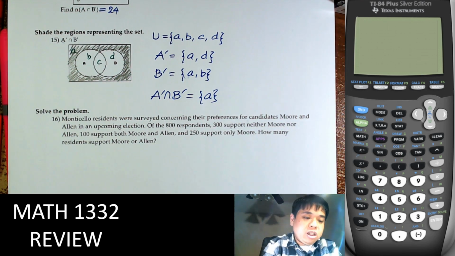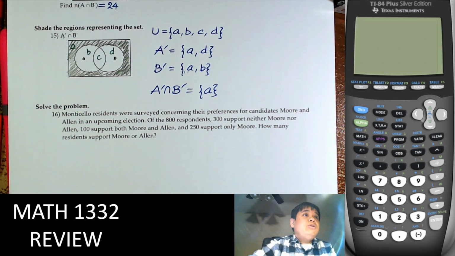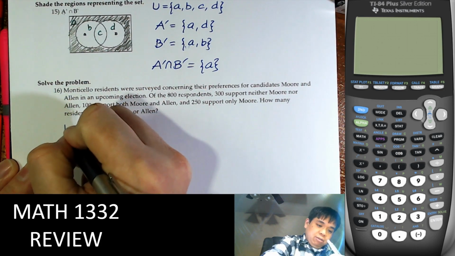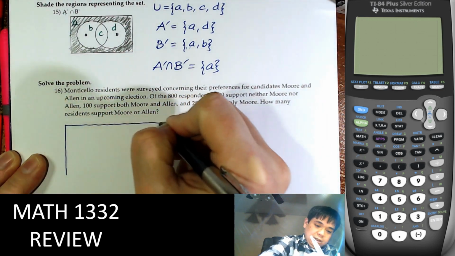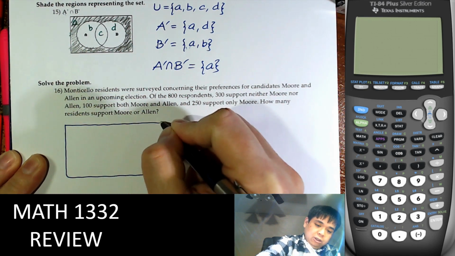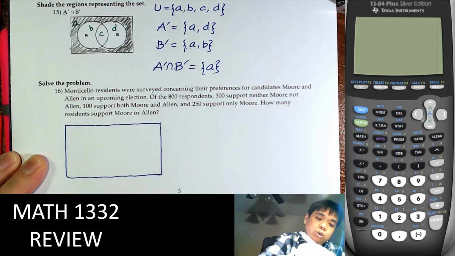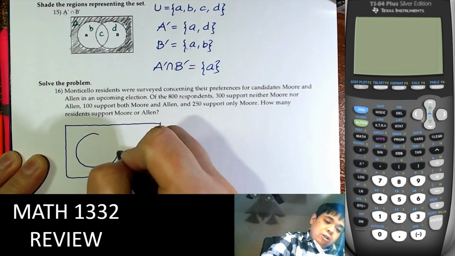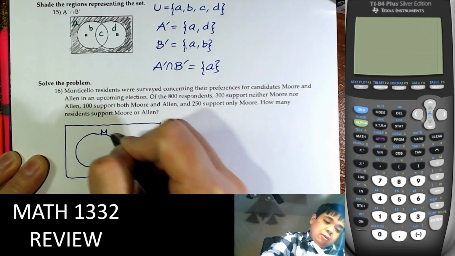Next, Monticello residents were surveyed concerning their preference for candidate Moore or Allen. Of the 800 respondents, 300 support neither, 100 support both, and 250 support only Moore. How many residents support Moore or Allen? Right. So for this, we're going to put a Venn diagram. So there are 2 candidates, Moore and Allen.